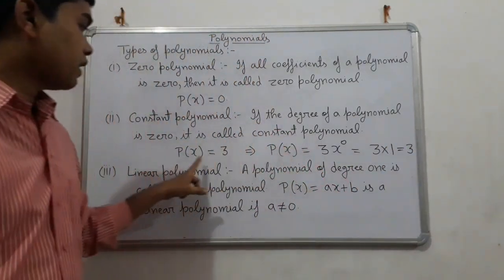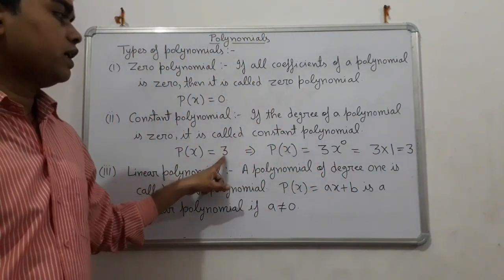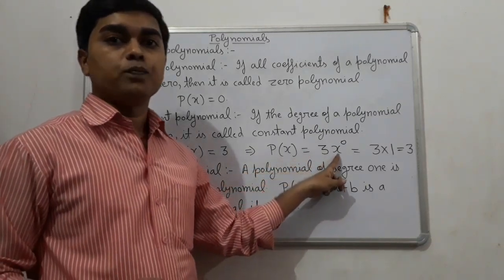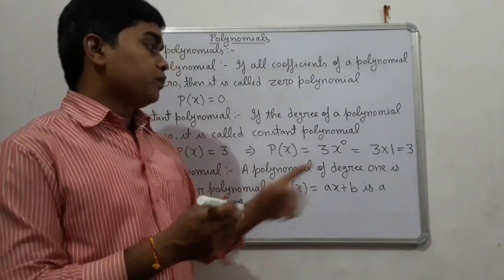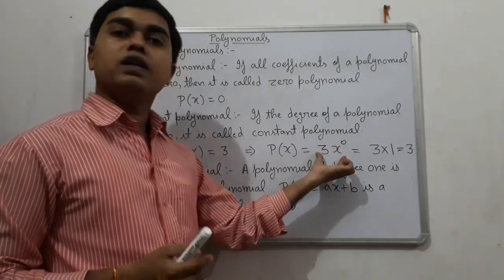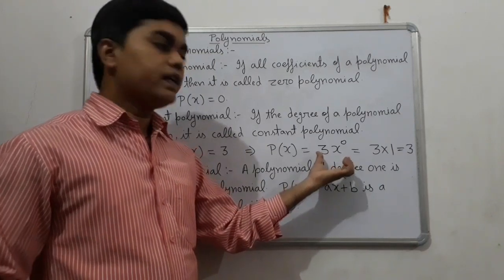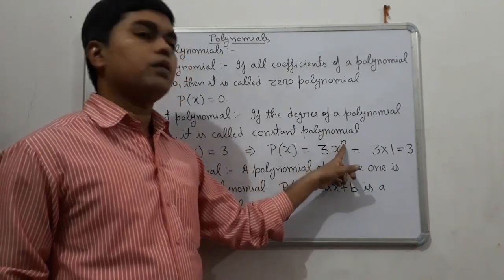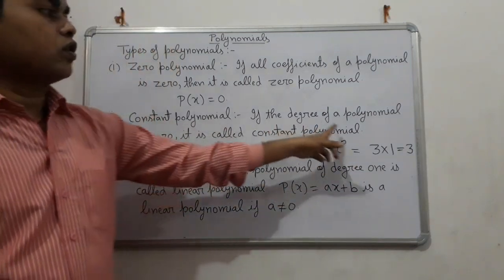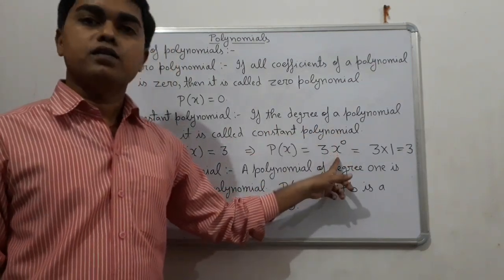So it means you can write p(x) = 3 as p(x) = 3 into x to the power 0. Now here you have a power 0 and we have only a single term. So it means the degree of this polynomial will be 0. Okay, so you can say the degree of a constant polynomial will be 0.